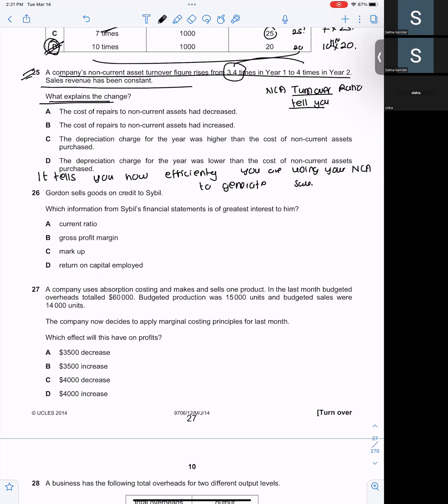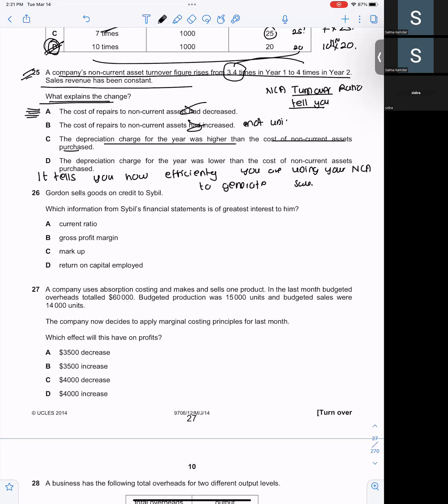Which statement explains this change? Cost of repairs to non-current asset has decreased. I don't think so. You're repairing your non-current asset, and this cost has decreased. Keep it on hold. Cost of repairs has increased, that means you're not using efficiently. Next: depreciation charge for the year was higher than the cost of non-current asset purchase.